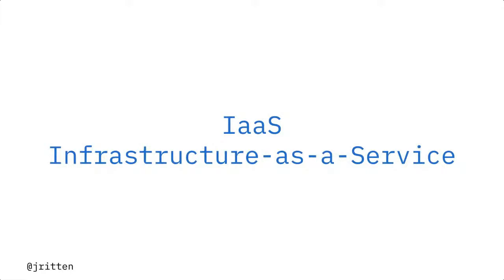So starting with infrastructure as a service. Infrastructure as a service is a type of cloud computing. It allows you to allocate your compute, network, storage, and security resources on demand. So again, this is like your virtual machines.